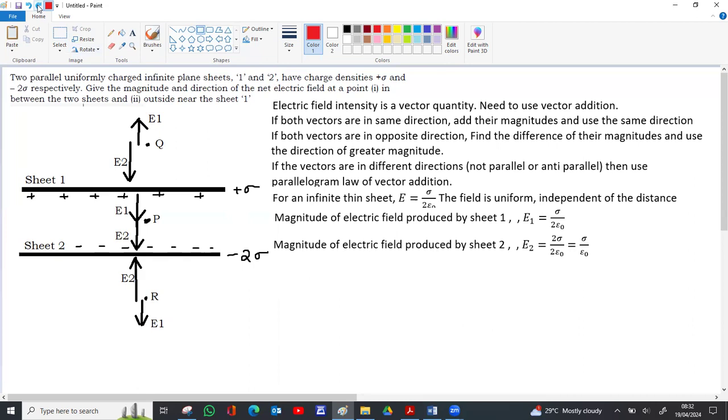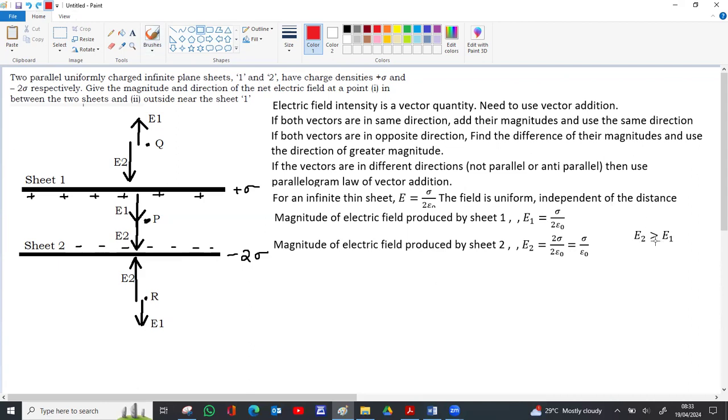Now we will come to point number 1, which is between sheet 1 and sheet 2 at P. So you can see E1 and E2 are in the same direction. So rule number 1: if both vectors are in the same direction, add their magnitudes and use the same direction. So I told you no sign is used. E1 is sigma by 2 epsilon 0, E2 is 2 sigma by 2 epsilon 0. So you can add both and put the direction downward, towards sheet 2, or from sheet 1 to sheet 2, or minus j cap, whatever way you can write.